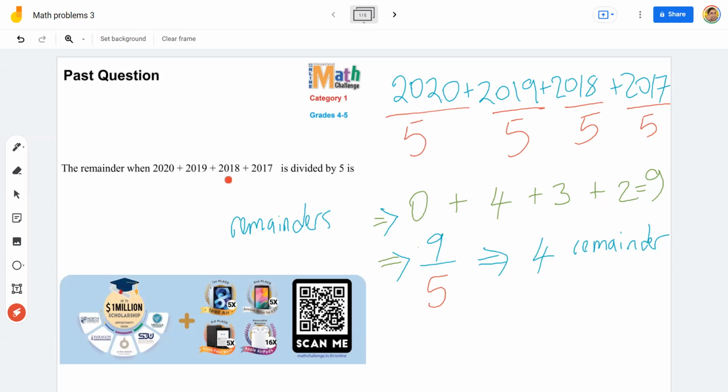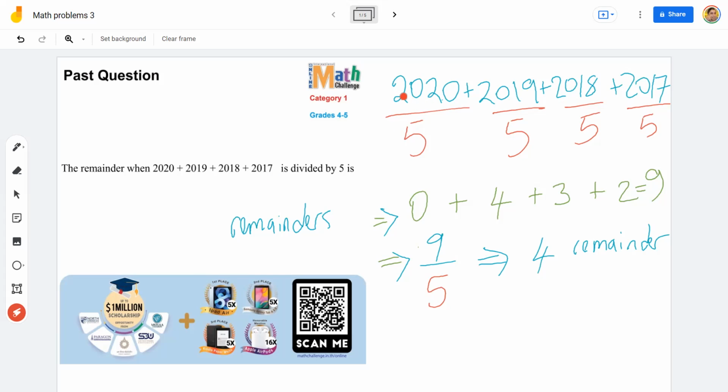Here the question asks for the remainder of this total when divided by 5. The general way, if you don't know any trick, is to add all these numbers and divide by 5 to get the remainder, but it will take a long time, and time is important in this kind of competition. So the trick is, instead of adding them and dividing by 5, you divide each by 5 and add the remainders. This is the easy way because it gives the same result.